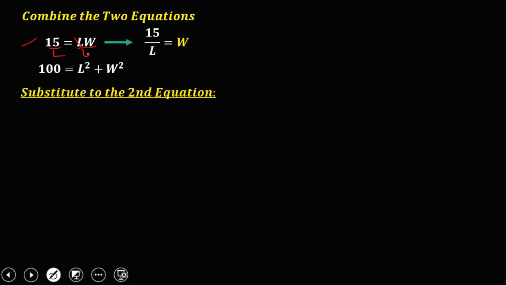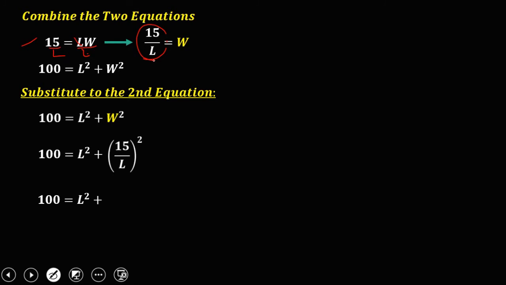Then substitute this into the second equation. So this is the second equation, then W is 15 over L. So substitute, that's 15 over L, squared. Then simplify this equation. Distribute this exponent to the numerator and denominator. So 15 squared, that's 225, and L squared.